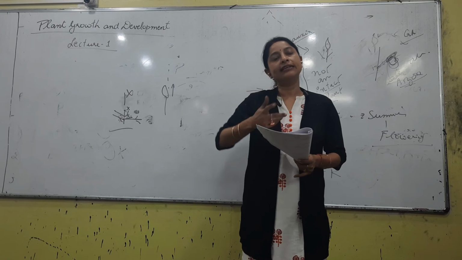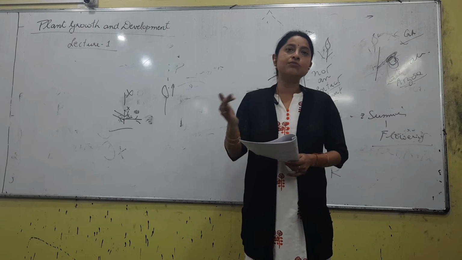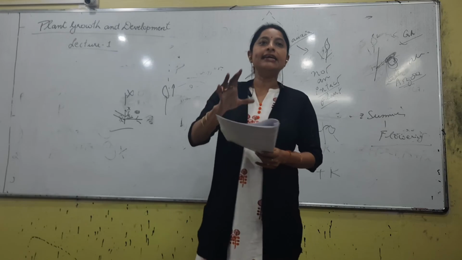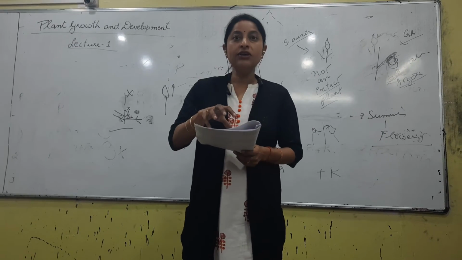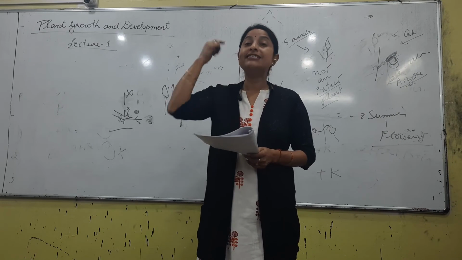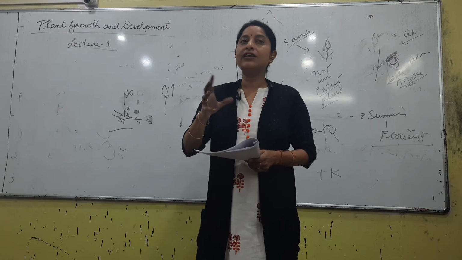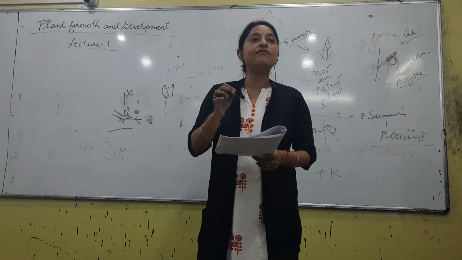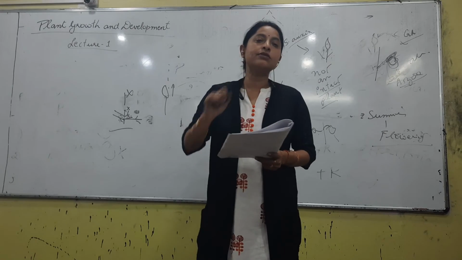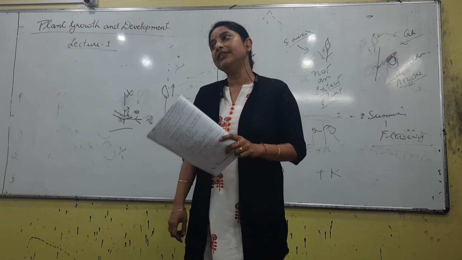Auxin inhibits flowering. So if in a plant auxin concentration is more, then the plant will not flower easily. Obviously, because it is responsible for the vegetative part, the shoot apex and root apex, right? So auxin normally inhibits flowering. But you have an exception, and the question is asked about the exception only. What is the exception? Pineapple. So that is the way you read.